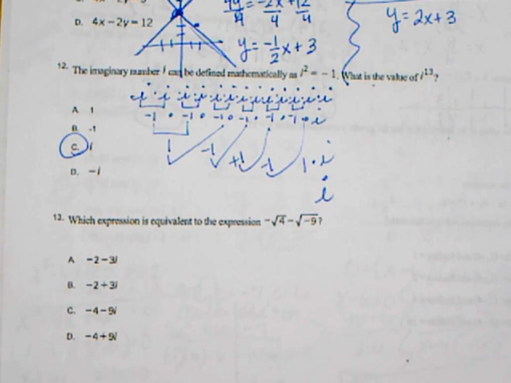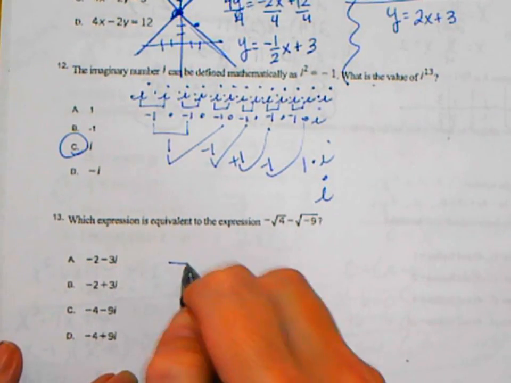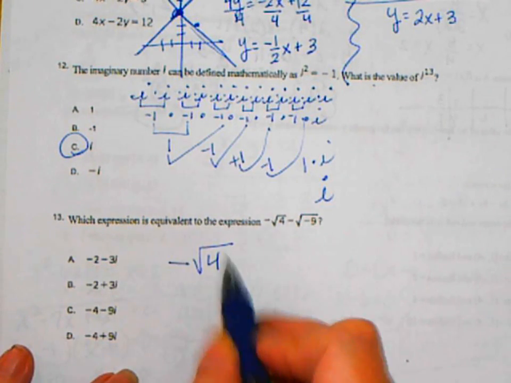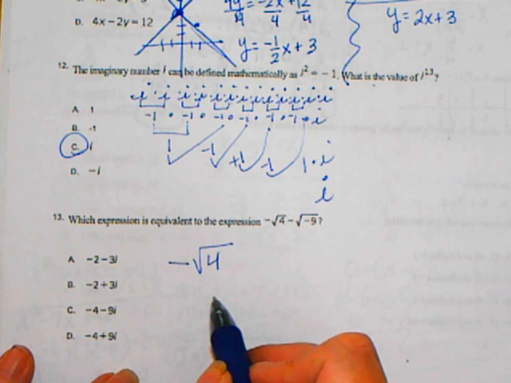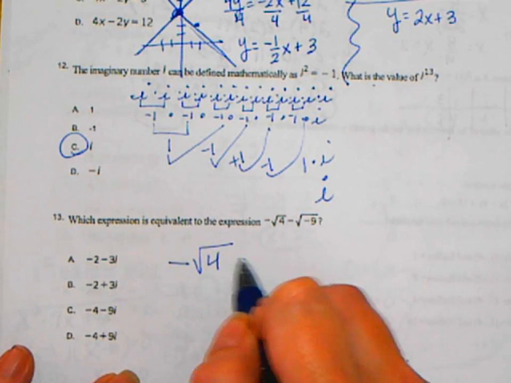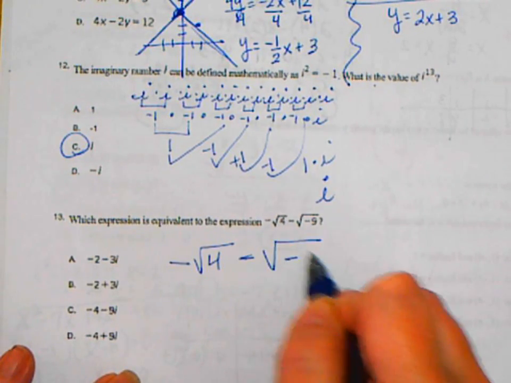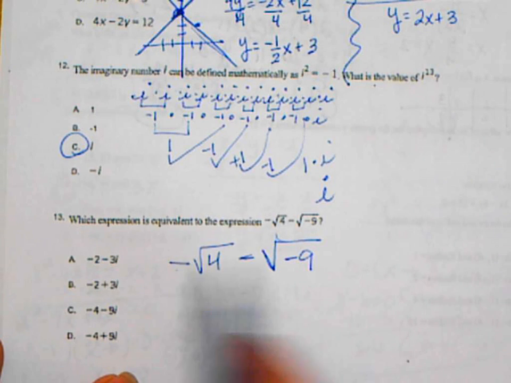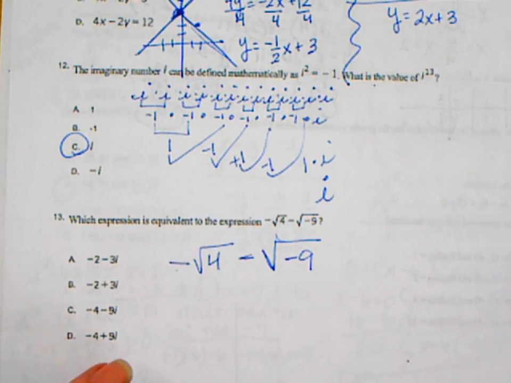Number 13. Which expression is equivalent to negative square root of 4? Hey, let me break this down. Is there going to be an i in negative square root of 4? Is there a negative under the radical? No, so be careful with that. Minus the square root of -9. Well, I have an i when I simplify. Yes. So this negative and this negative are different. If it's under the radical, that's when you get an imaginary number. If it's not, there's no imaginary number. It's either A or B.